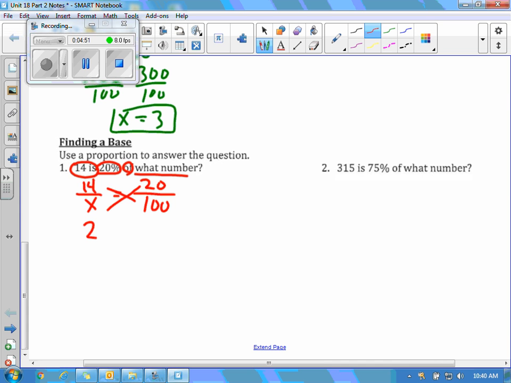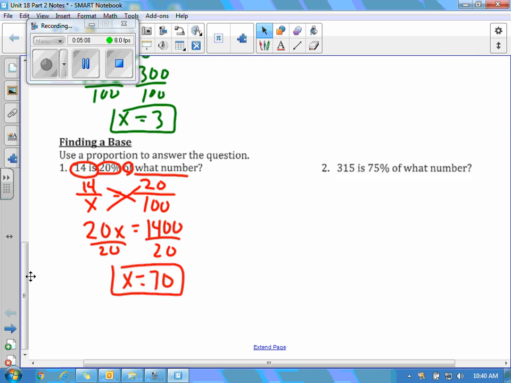I cross multiply, I get 20x equals 1400. Divide both sides by 20. I get x equals 70. So 14 is 20% of 70. Number 2, I'll leave to you guys.